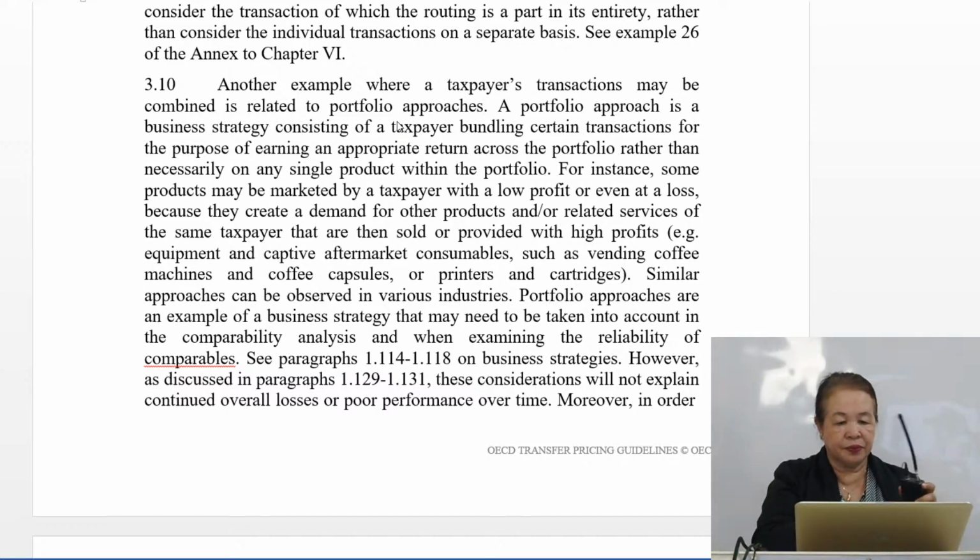Sige po. So while some separately contracted transactions between associated enterprises may need to be evaluated together, may sound? Okay. Wala tayong shout out? Walang. Pero may tanong, ma'am. Sige. Go muna tayo sa question, bago tayo mag-proceed.